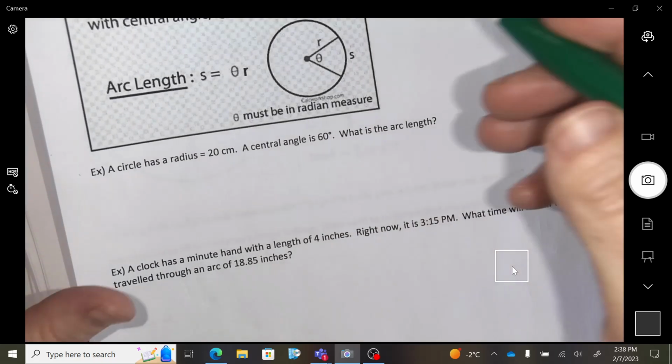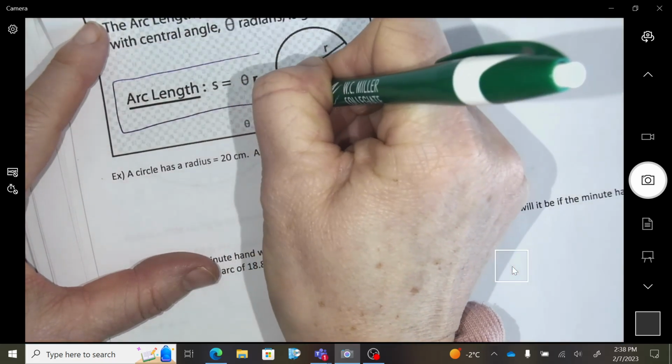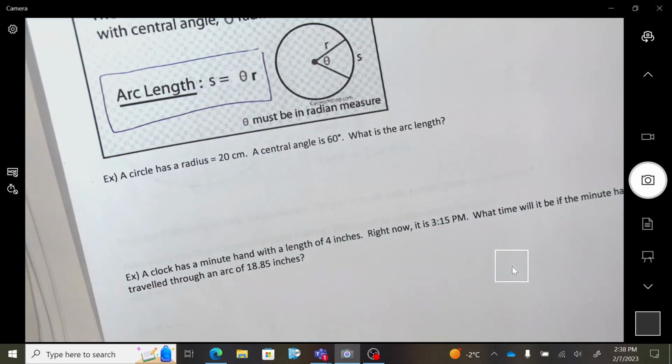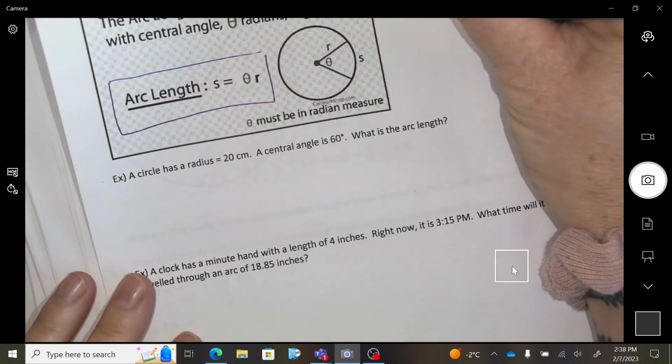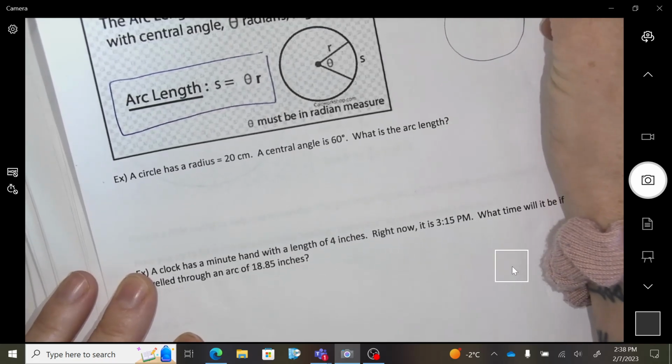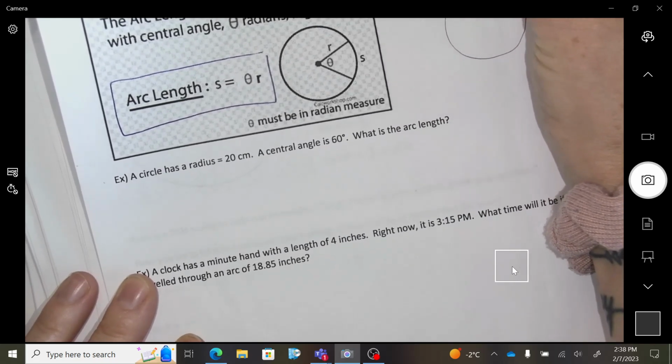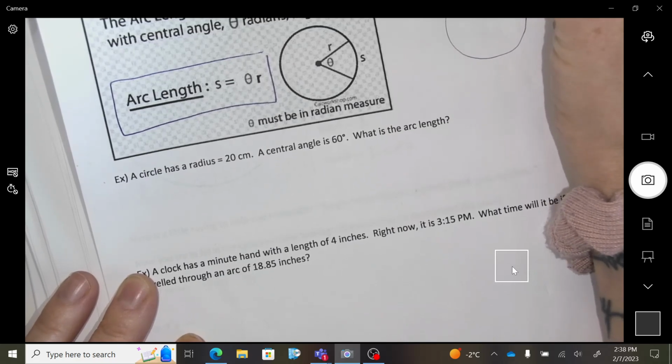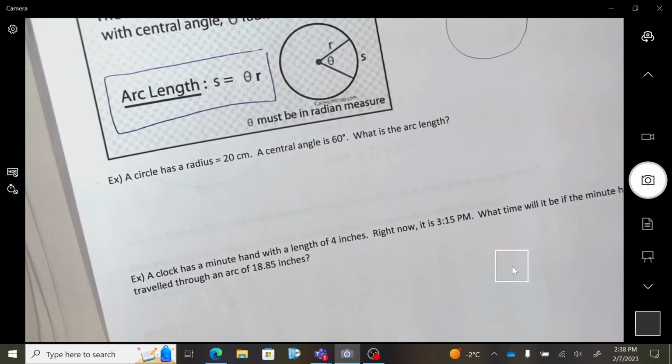Same kind of idea here. We're going to do a formula called arc length. Arc length is, again, if I could put a string around the outside of a circle. That's what an arc is. You can't measure it with a ruler. So this is me asking what is the arc length. Obviously a whole circle would be called the circumference, but now I can find partial amounts of the circle.